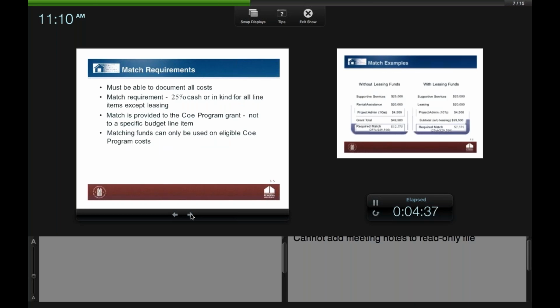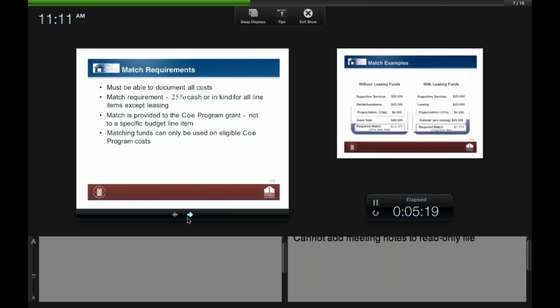What is match? Match requirements: the recipient and subrecipient must be able to document all cost. As identified in the previous discussion for 2 CFR 200, according to cost accounting principles, the same principles that apply for the expenditure of your receipt of federal funds also apply for match. So you must be able to document that it's real, it's allowable, it's eligible, allocable cost.